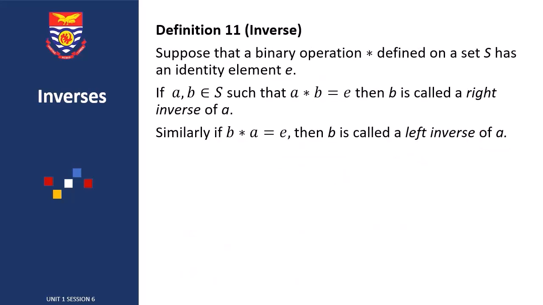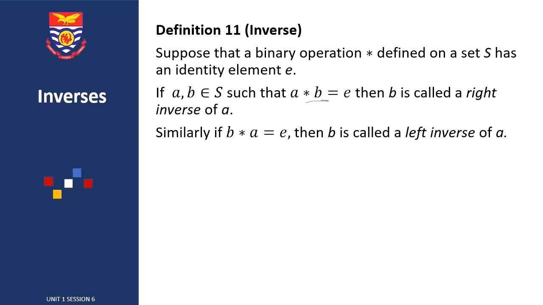Inverses, definition of inverse. Let's look at inverses. Suppose that a binary operation star defined on the set S has an identity element y. If A and B are members of S such that A operation B equals y, then B is called a right inverse of A.